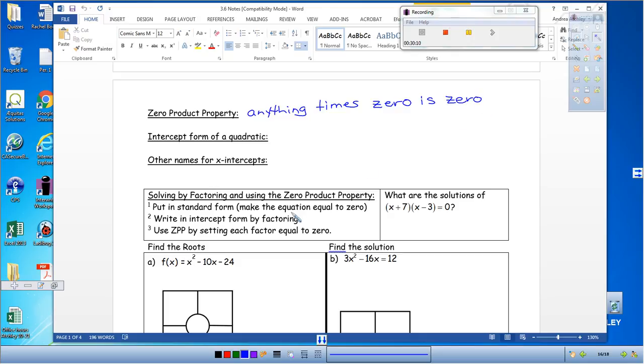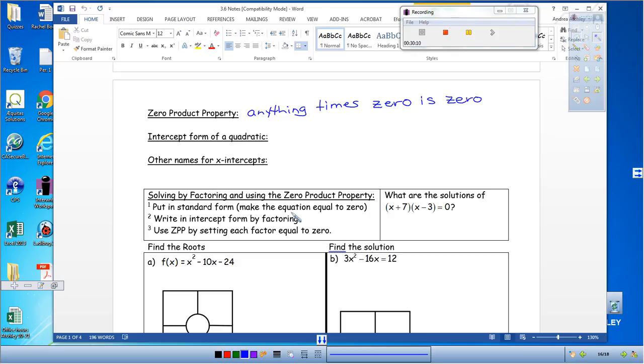Okay, anything times 0 is 0. So 5 times 0 is 0. 3x times 0 is 0. x squared minus 5x plus 2 times 0 is 0. Okay? That's what the zero product property means.